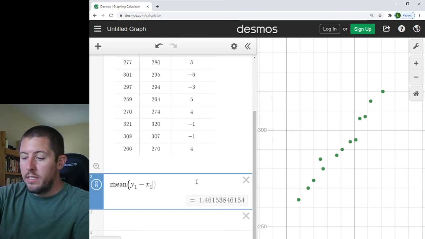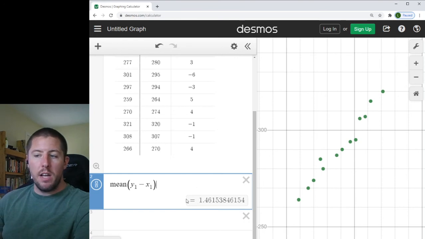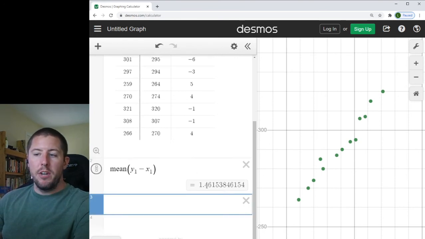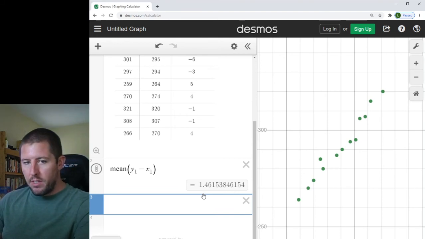So I can ask, what is the mean of the y1 minus x1 column? And it's going to show me that the average change in score is an increase by about 1.5 points. It's a positive number, so I know it's an increase, and I just rounded more than you should ever round, so don't round that much, but about 1.5 is our increase right there.